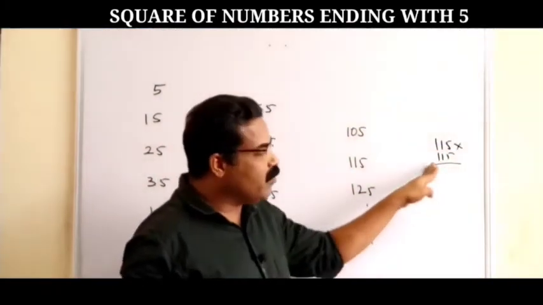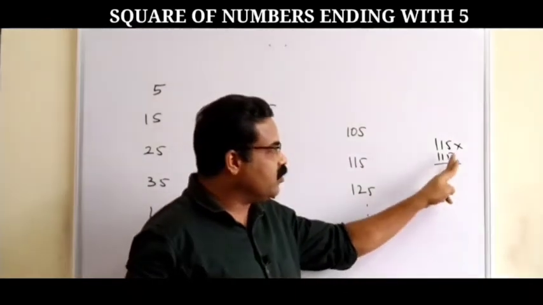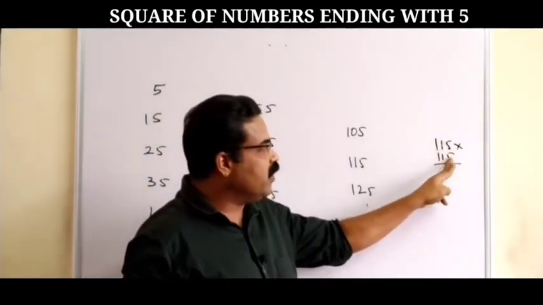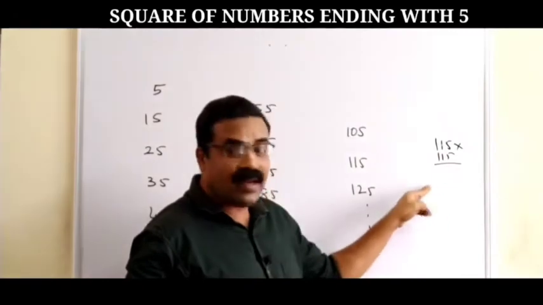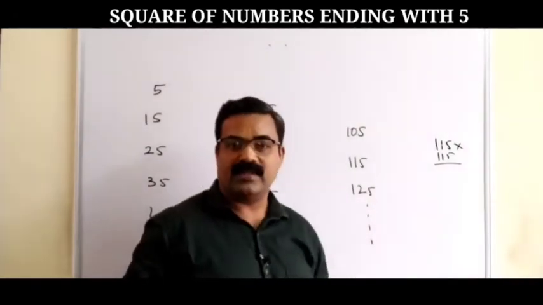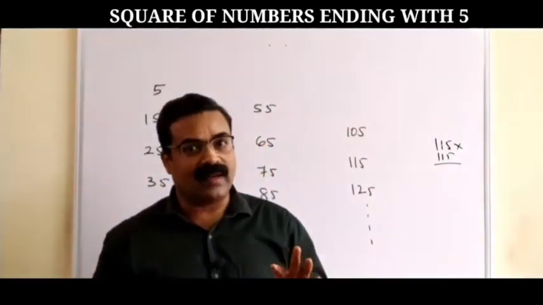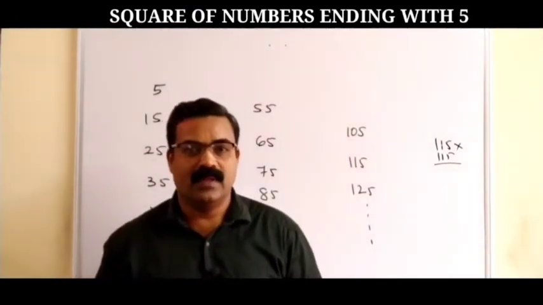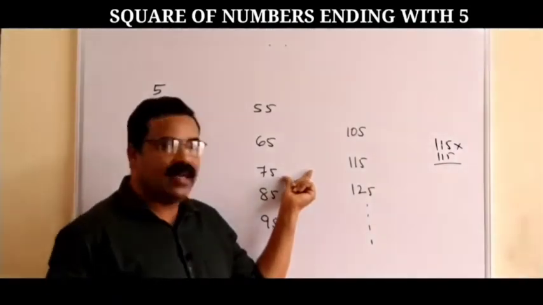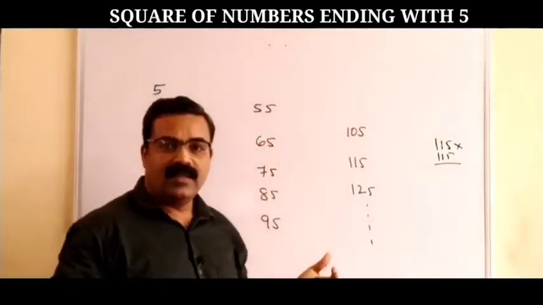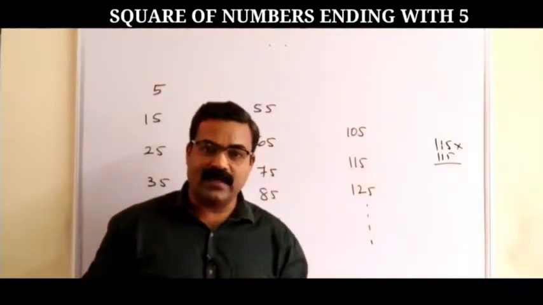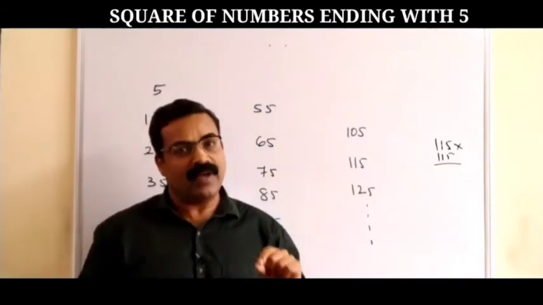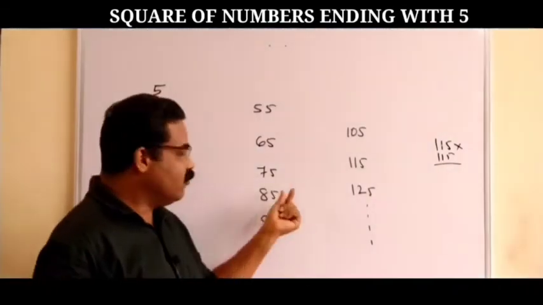Then they use the normal conventional method: 5 fives are 25, then 5 into 1, 5 into 5, they will write 3 lines, then add, then find the answer. I'm sure they will get the correct answer, but it will take more than 2 minutes. With this method, we can write the answer in a single line if you know the trick. So what is that trick?